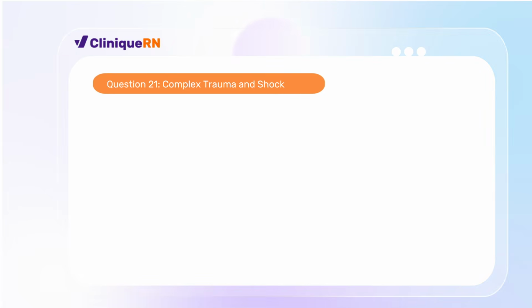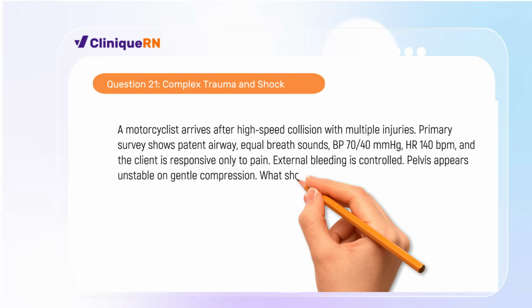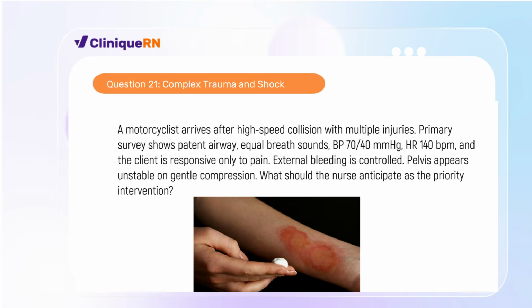Question 21. Complex trauma and shock. A motorcyclist arrives after a high-speed collision with multiple injuries. Primary survey shows patent airway, equal breath sounds, blood pressure 70/40 millimeters of mercury, heart rate 140 beats per minute, and the client is responsive only to pain. External bleeding is controlled. The pelvis appears unstable on gentle compression. What should the nurse anticipate as the priority intervention?